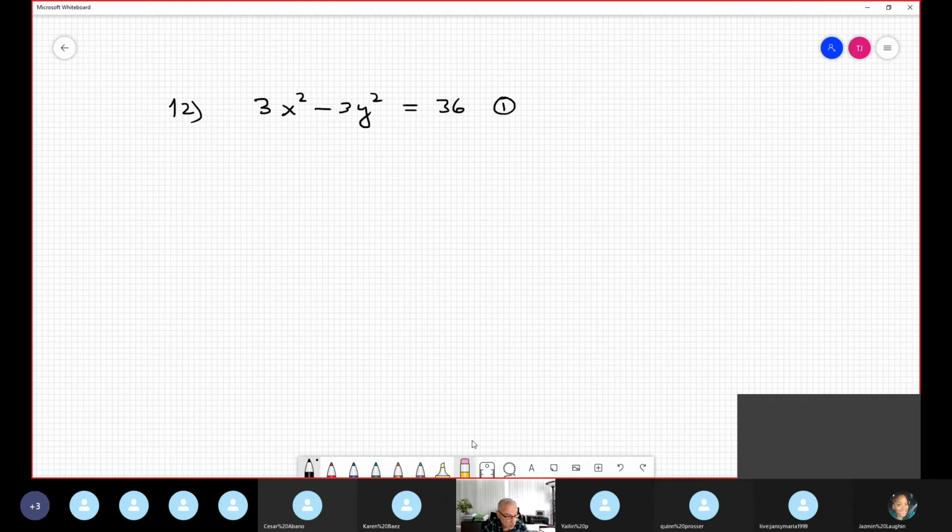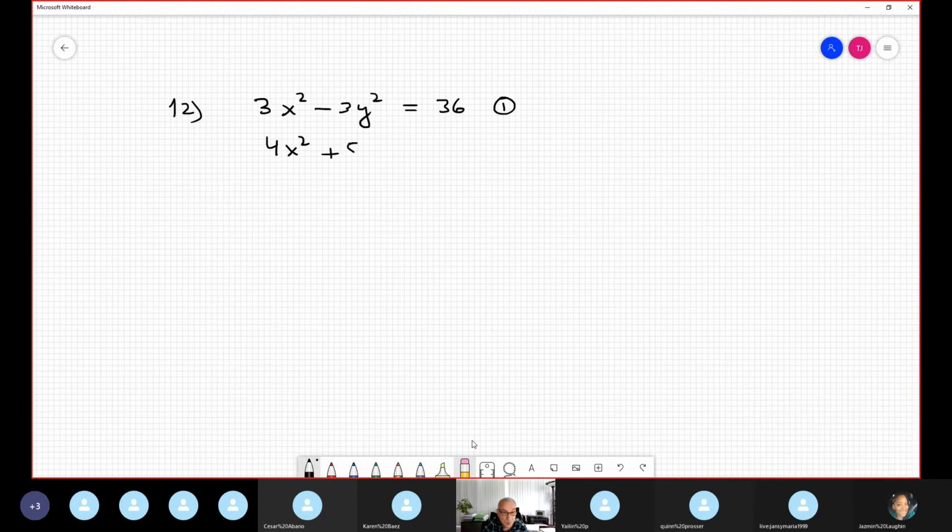It's equation number 1, non-linear, of course. 4x squared plus 5y squared equal 84. It's equation 2. When you have completely non-linear, substitution is useless. And we need to apply elimination, maybe.